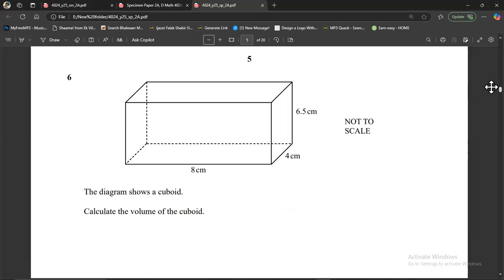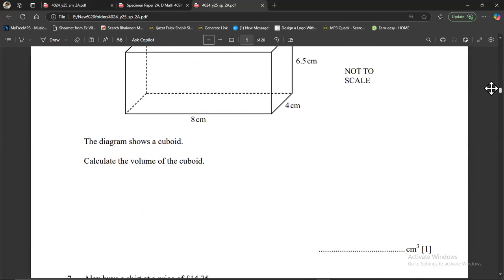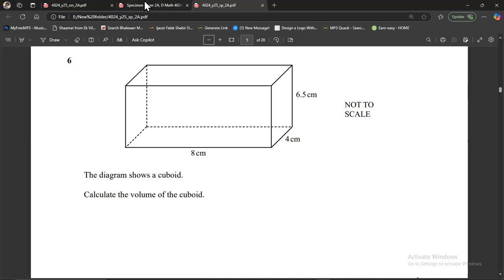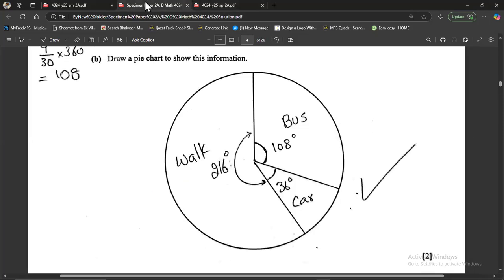Question number 6. The diagram shows the cuboid. Calculate the volume of the cuboid. Here the length is 8 centimeter, the width is 4 centimeter, and the height of the cuboid is 6.5 centimeter. The question is to calculate the volume of the cuboid, and the marks are 1. The volume of the cuboid can be calculated. The formula is very simple.